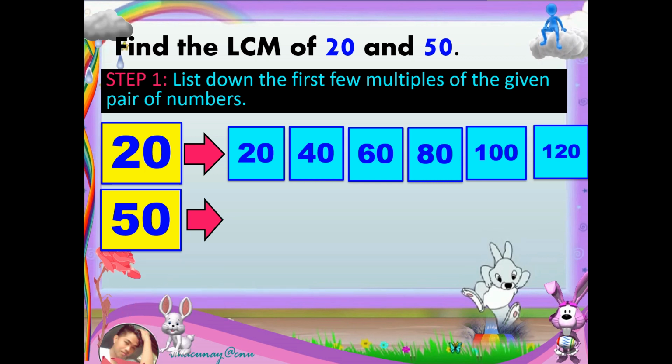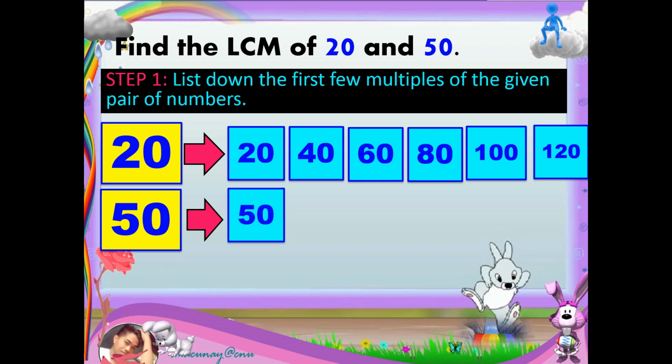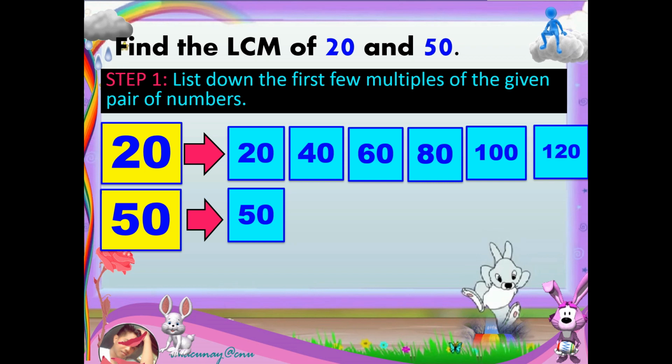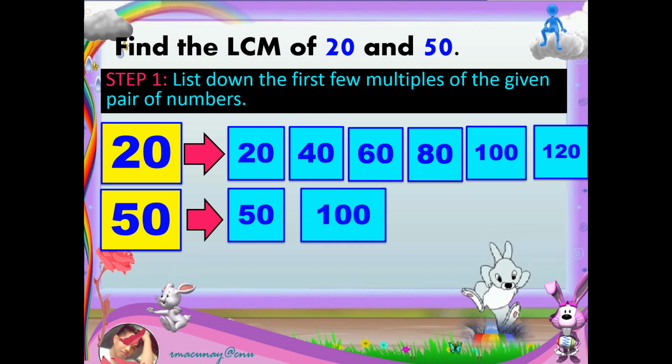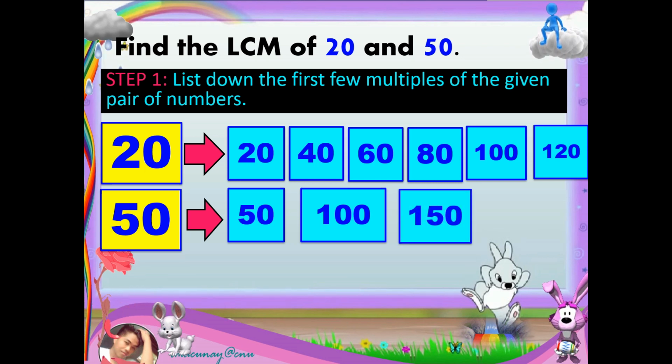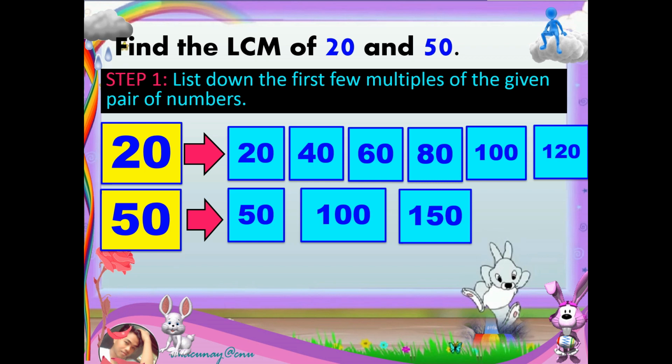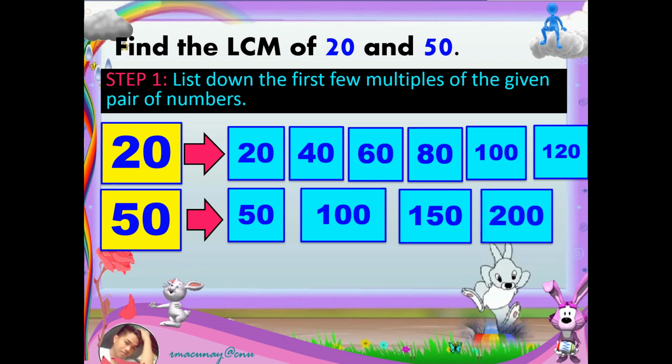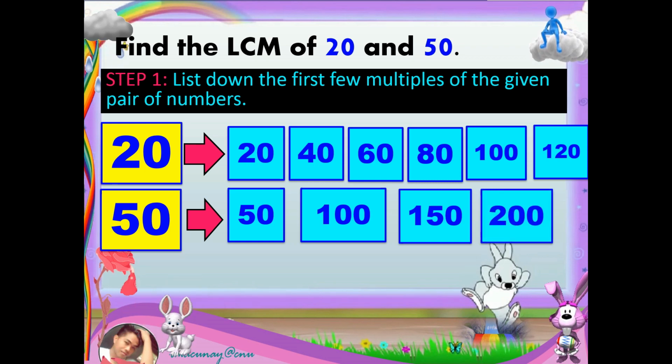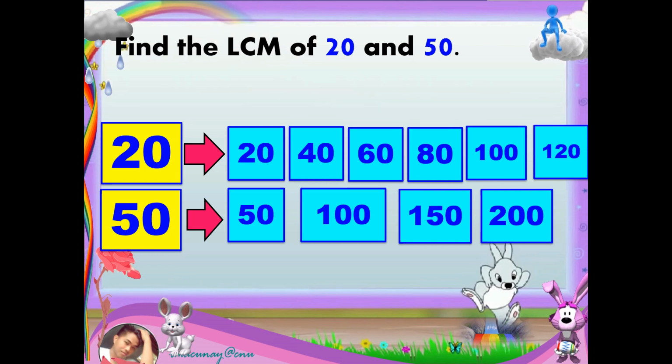Let's go to 50. 50 times 1 equals 50. That's why 50 is the first multiple. 50 times 2 equals 100. 100 being the second multiple. 50 times 3 equals 150. So 150 is the third multiple. 50 times 4 equals 200. Your fourth multiple. So we will stop here and proceed to step 2.